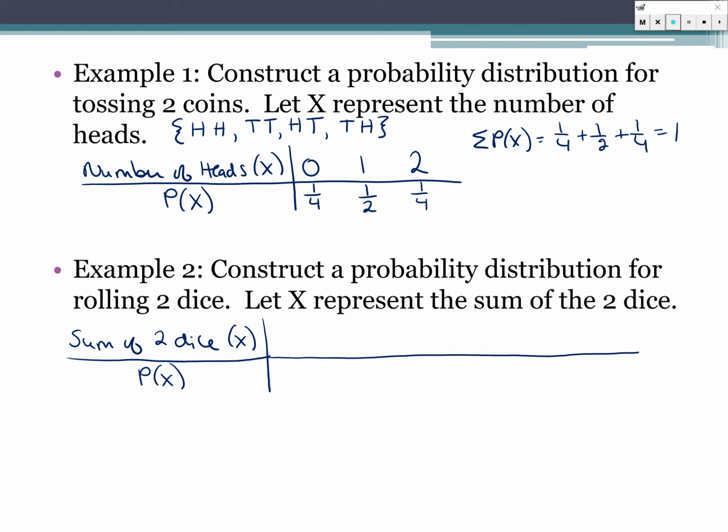Now again, we're talking about sums, so we have to think about the possible different outcomes for the sums of 2 dice. The smallest sum I could have is if I roll a 1 and a 1, which is 2. The biggest sum I could have is if I roll the double 6, so that would be 12. So I need to go from 2 all the way up to 12.